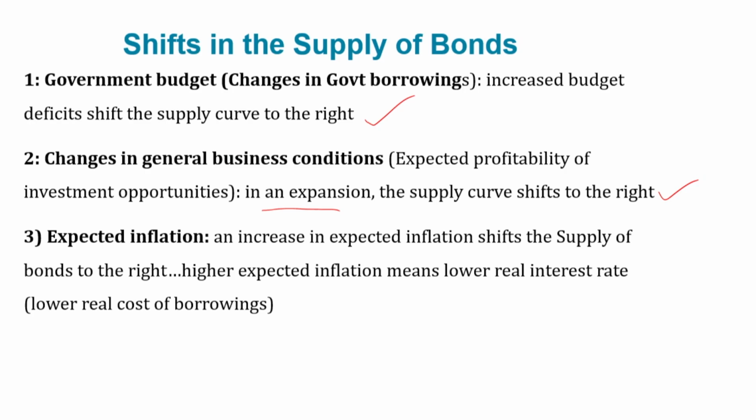Similarly, an increase in expected inflation shifts the supply of bonds to the right, because higher expected inflation means a lower real rate of interest. That means a lower real cost of borrowing. If the firms anticipate that in the future the rate of inflation is going to increase, that means the future value of money is going to decline. So they will borrow more, because in the future they need to pay the agreed amount, but the value of the repayment amount will be low because of the expected inflation.